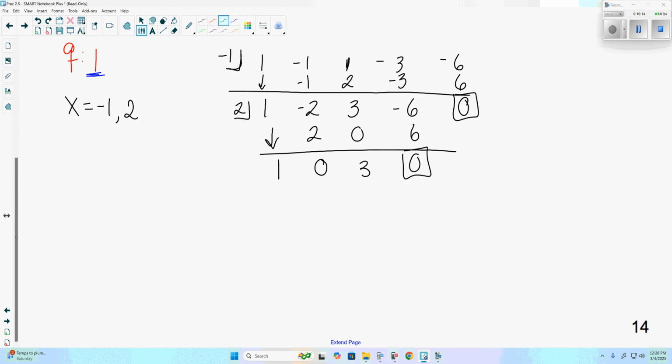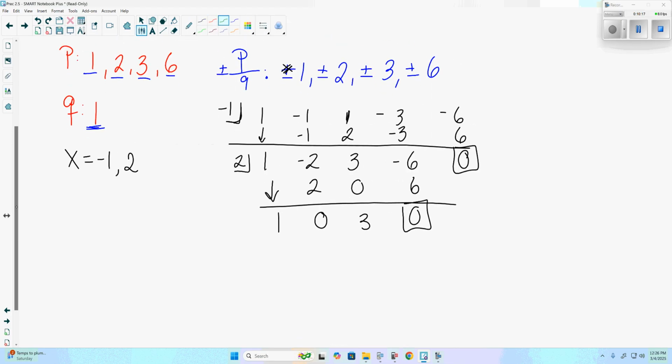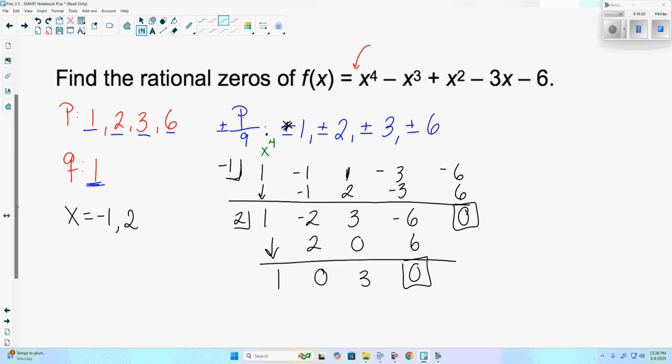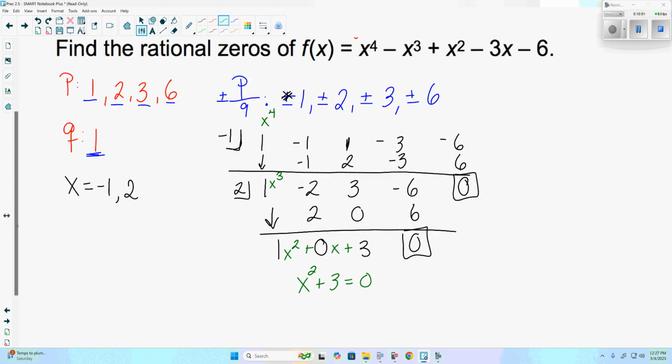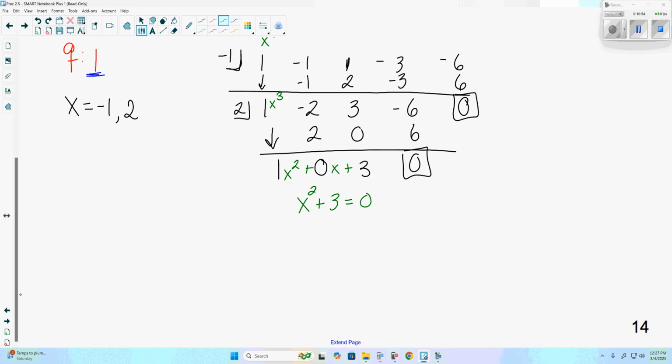quadratic, because each time we divide by synthetic division, we decrease the degree by 1. When we started this, we started off with x to the 4th. We did our 1 division and reduced it from x to the 4th to x to the 3rd. We did it again, and what we have now is x squared plus 0x plus 3. X squared plus 3 is equal to 0. The reason we're stopping here is we could have continued on with -2, 3, -3, 6, -6, but none of those are going to work.